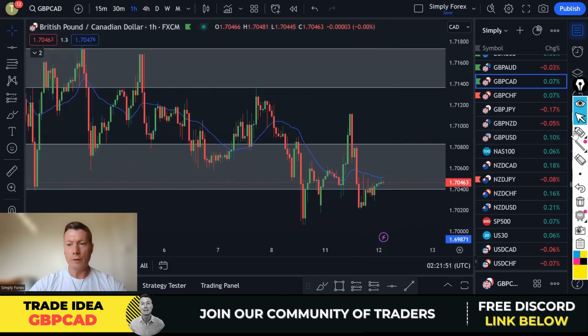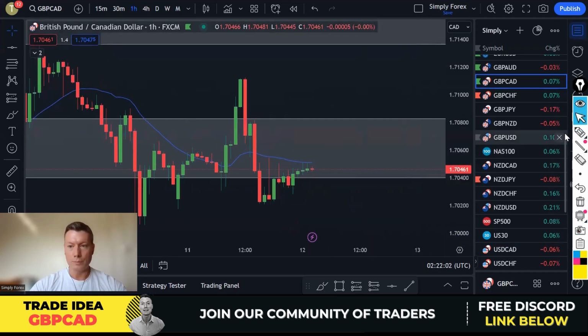So no, still a reaction in this grey zone. As you can see, price has reacted many times in this grey zone here. Okay, and you can see H1 structure has also broken down once we broke these lows. So we're in an H1 downtrend.